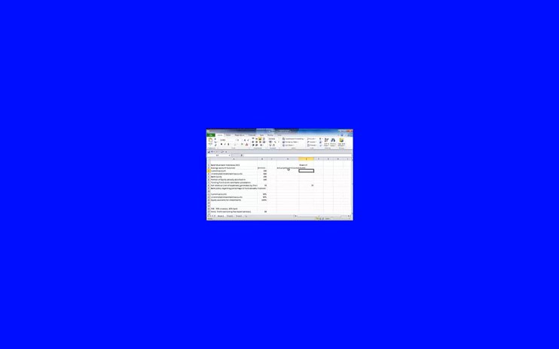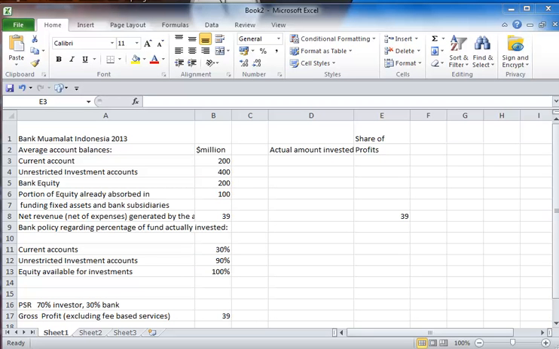The net revenue, or gross profit, for the bank from financing and investment is 39 million, and this amount does not include fee-based services. I'm going to show you how. So this is the amount, 39 million, the profit which we have to allocate to the investment account holders' funds, when it is pooled with other financing, which is the deposit.